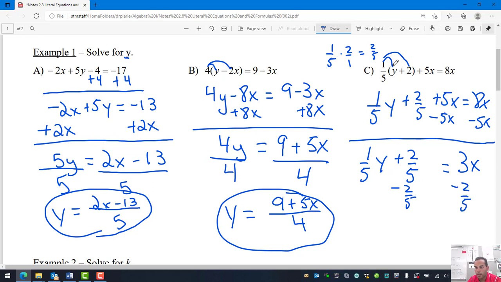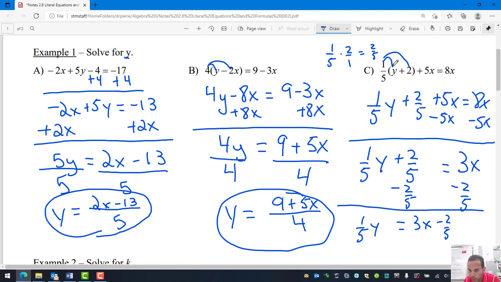Okay, what I'm left with is 1/5 y, still have not touched that, is equal to 3x minus 2/5. Is there any more I could do to simplify that? No, keep them apart. Don't do extra work if you don't need to. It's still just 3x minus 2/5. Okay, now we're super, super close. I see 1/5 y is equal to 3x minus 2/5. So my end goal here is I want to get rid of that 1/5 next to my y. What do I need to do?